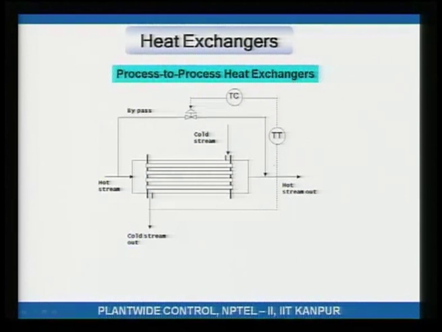Well, then what you do is essentially adjust the bypass to get the cold stream temperature that you want. Notice that in this case, the open loop dynamics, when you change the position of the bypass valve, the temperature on the cold side will change slowly. Why does it change slowly? That is because less hot stream is flowing.